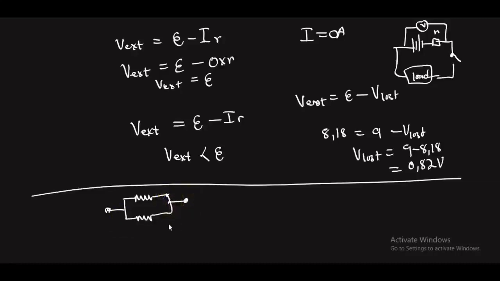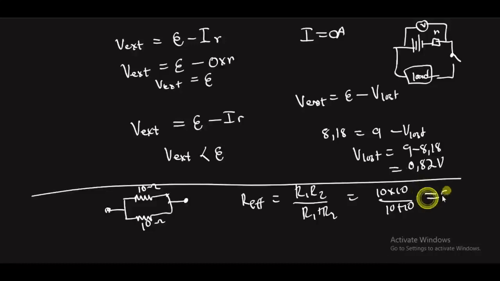Saying the smallest resistor is pretty dangerous, but let me say here I have 10, here I have 10. Now the effective resistance will be R1 R2 divided by R1 plus R2. So here I have 10 multiplied by 10 divided by 10 plus 10, meaning I have 100 divided by 20. So it's 5.